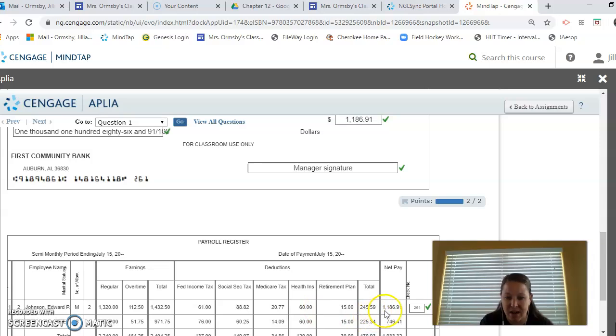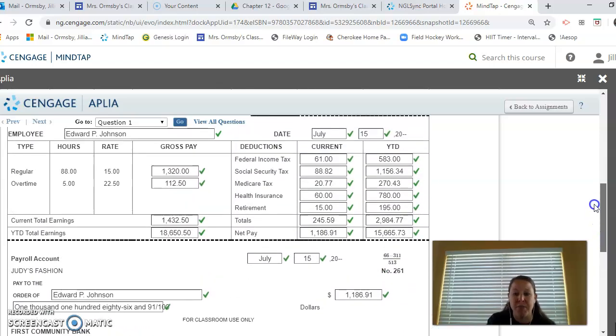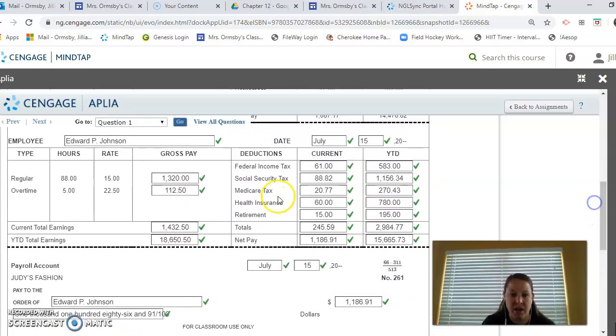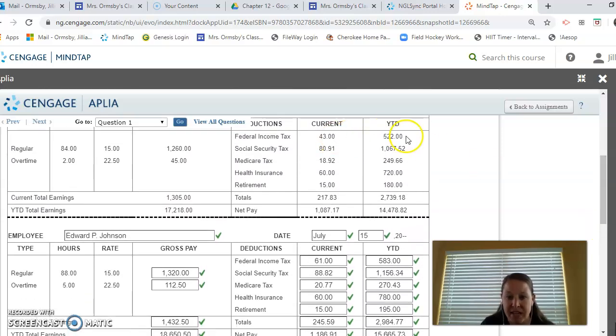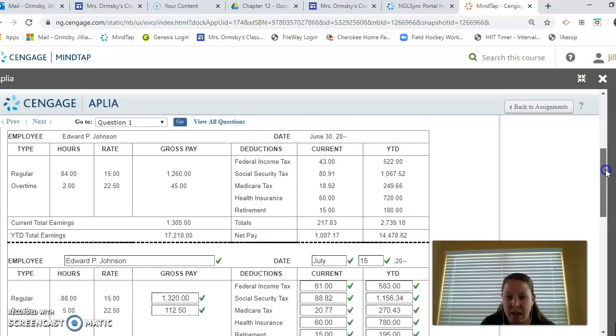$1,186.91, and again that's here, $1,186.91. So it's pretty easy to just copy that information right over. However, the challenging part is when the year-to-date comes into play, and again that's where we need to rely on our previous pay stub.